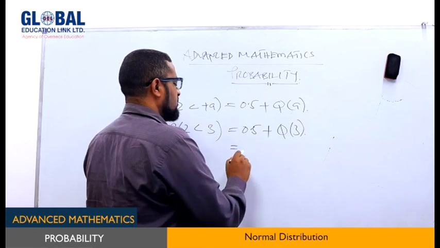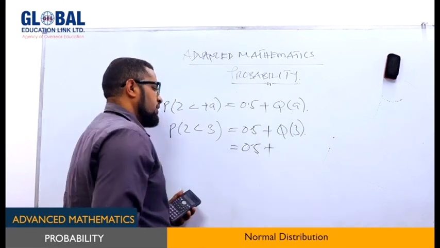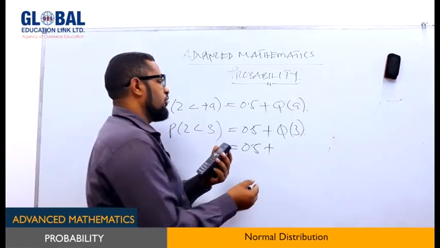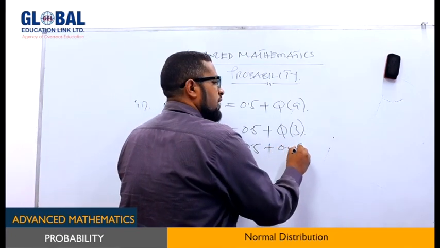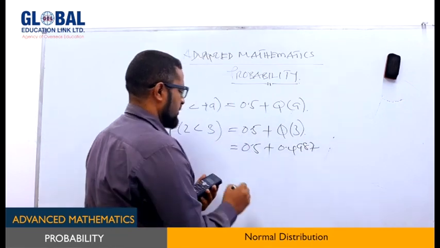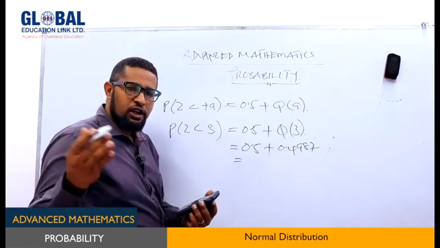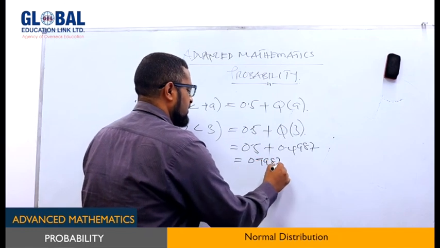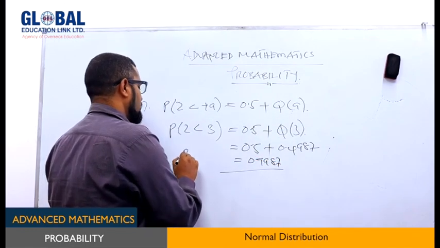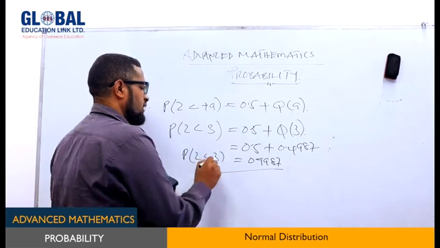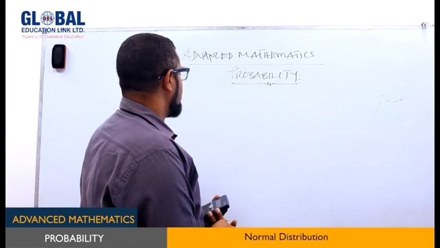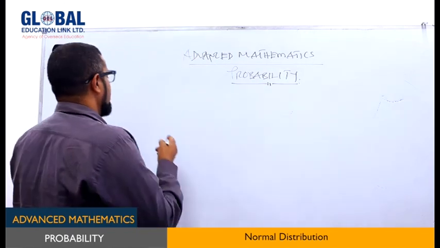So if you use your calculator, q of 3 is 0.4987. So when you simplify, you'll end up having 0.9987. So that is the probability of z less than 3. That is case number 2. So the third condition.